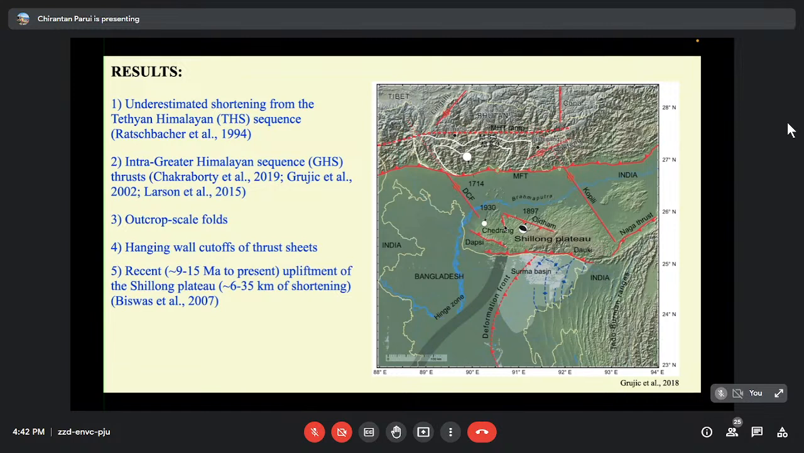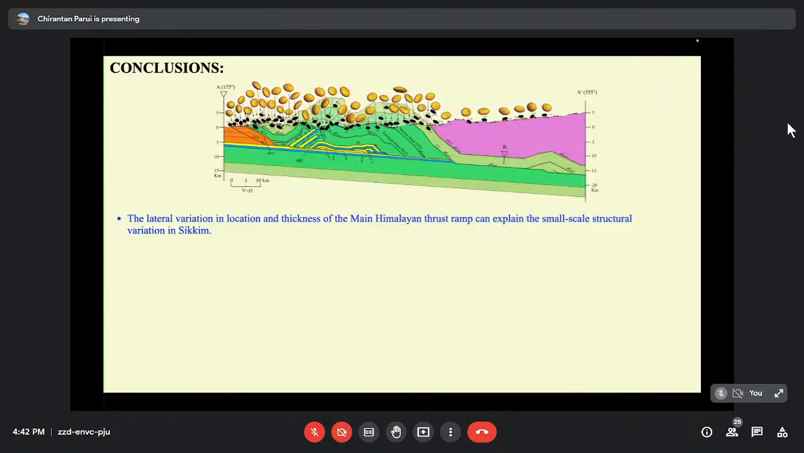The penetrative strain, at least in the finite deformed state, cannot provide an explanation for the missing shortening. So to conclude, what we have talked about so far is that the lateral variation in the location and thickness of the main Himalayan thrust frontal ramp can explain the small-scale variation that we observe in the structural architecture of the Sikkim Himalaya.